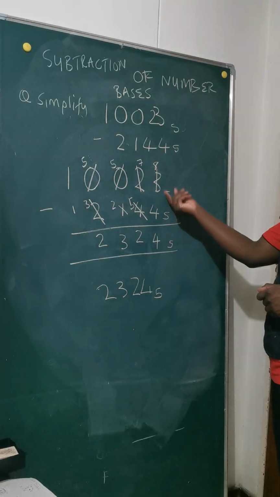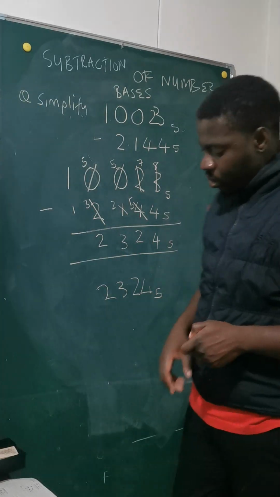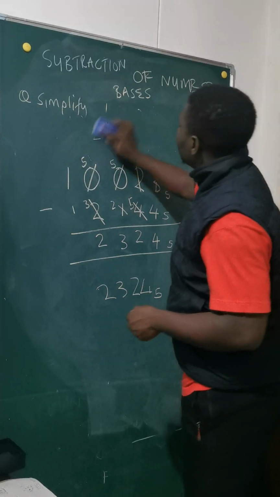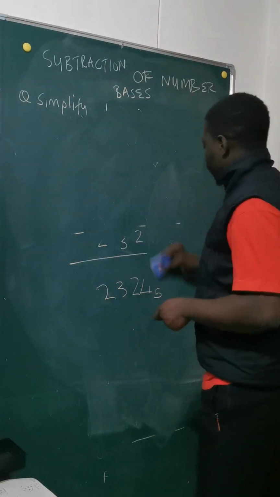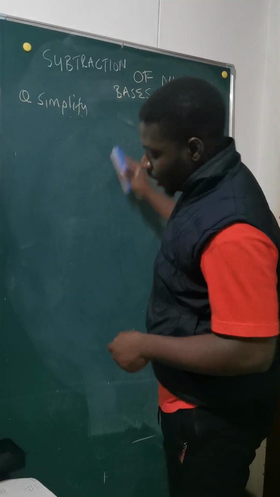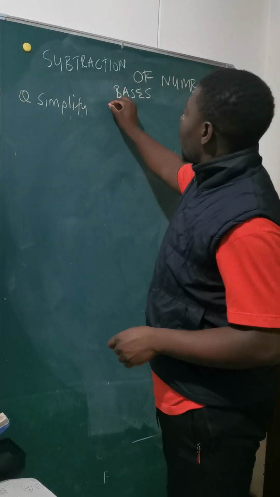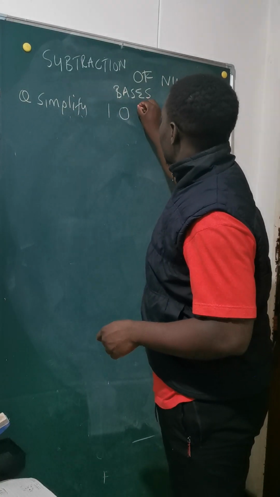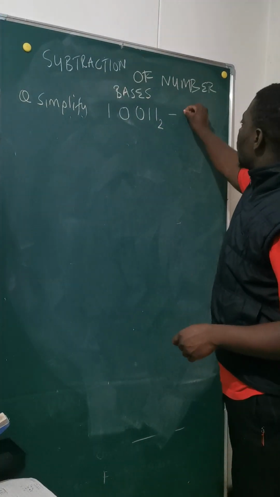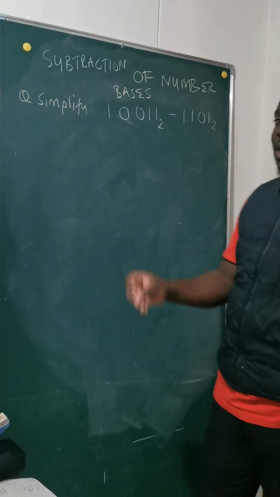If it's in base 5, we are adding 5. If it's in base 2, we are adding 2. Okay. I'll put another example. Suppose there is an example which says simplify 1, 0, 0, 1, 1 in base 2 minus 1, 1, 0, 1 in base 2. Then it says simplify.